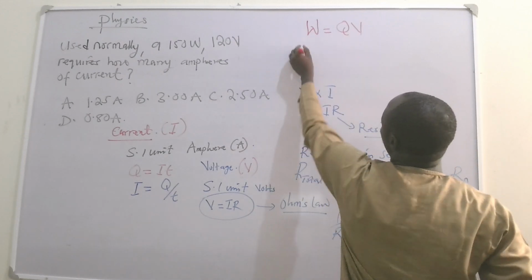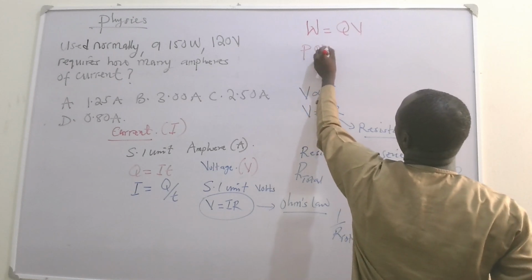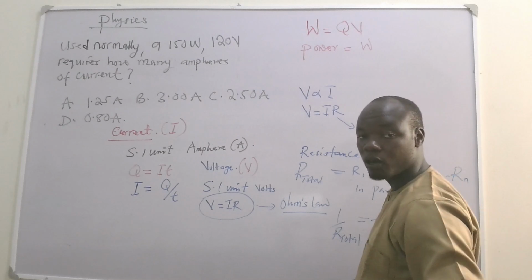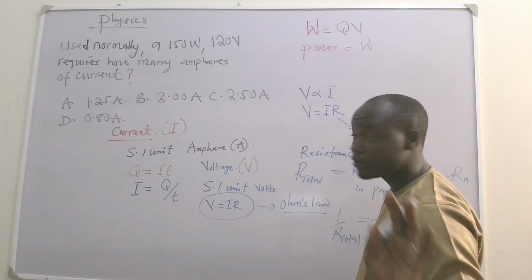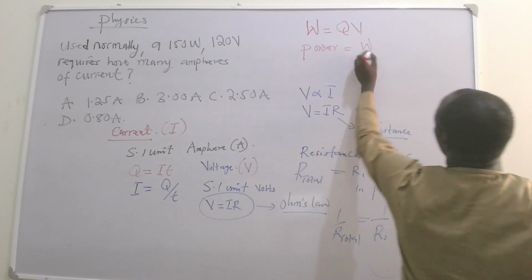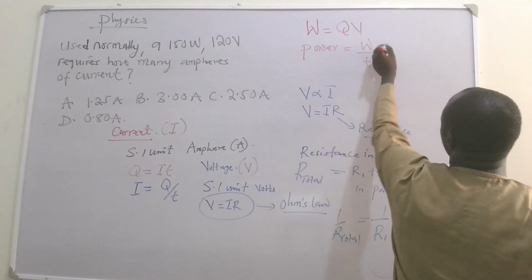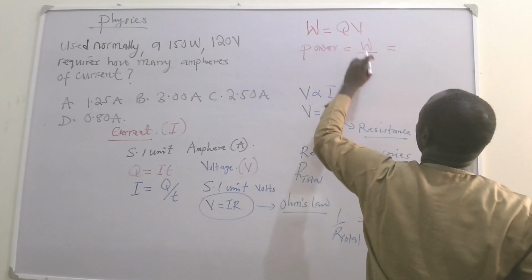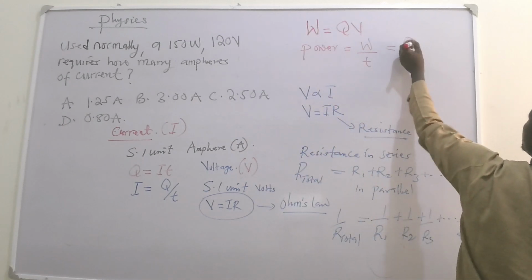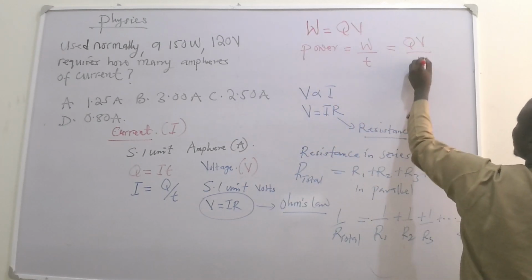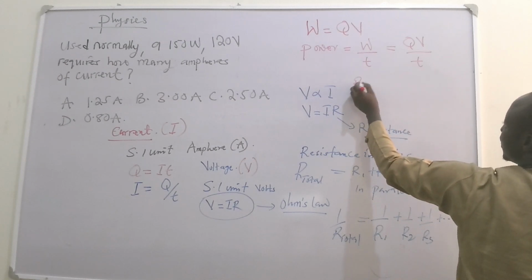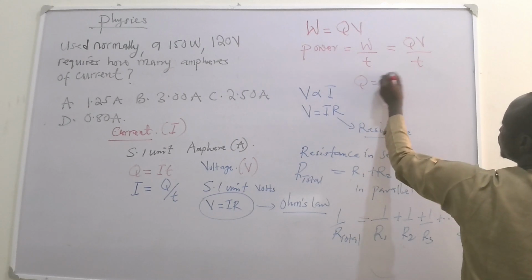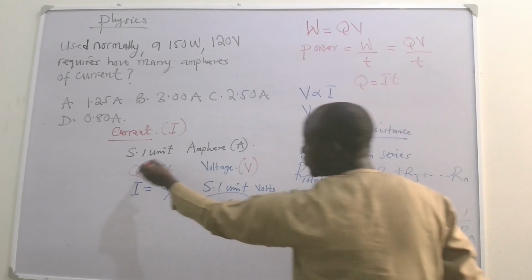And of course we have power. Remember, from our basic knowledge of physics, power is work done all over time. So we take W and divide it by T, so we have QV all over T. And remember that Q is equal to IT from here.